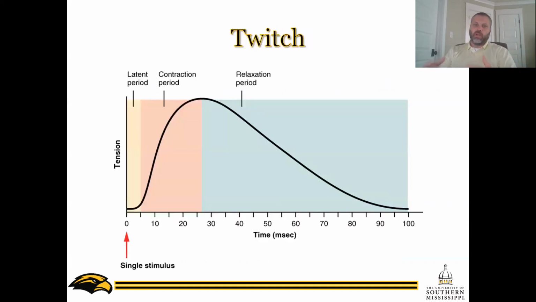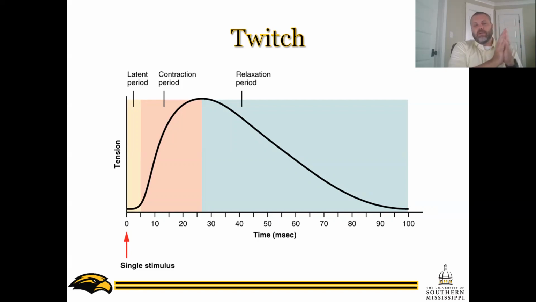So when we look at a twitch itself, we're going to have a couple of things that we can point out on this slide. The first is that you have a stimulus. And that stimulus, when it occurs, takes a period of time to start having this ramp up of force production. That's called the latency period.